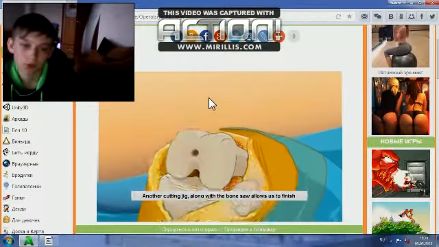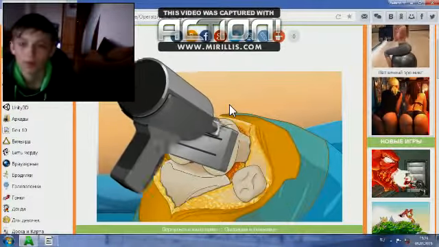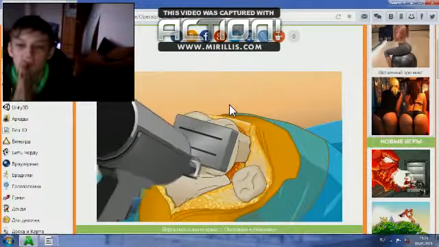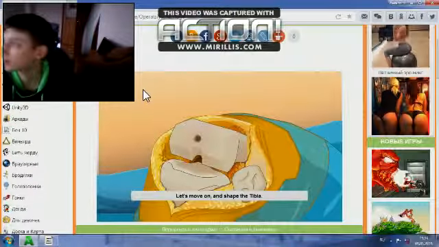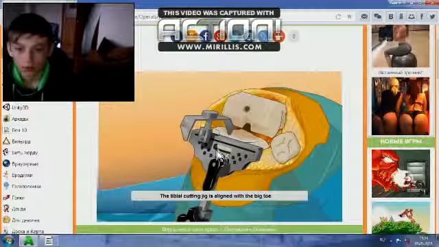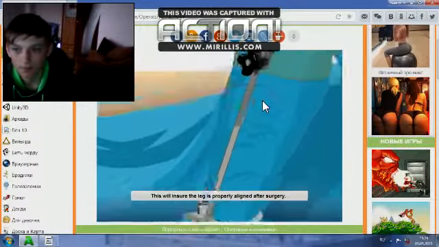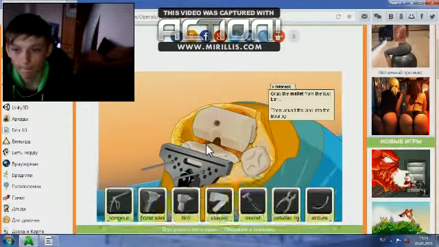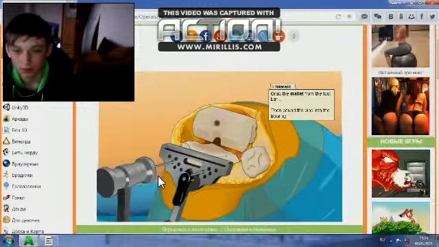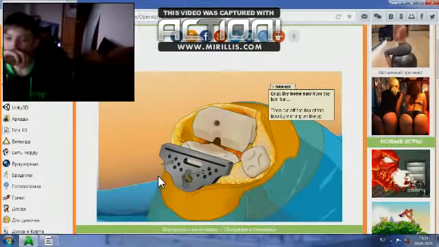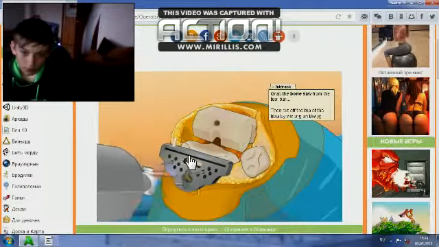Another cutting jig, along with the bone saw, allows us to finish shaping the femur. Let's move on and shape the tibia. The tibial cutting jig is aligned with the big toe and the highest point of the tibia. This will ensure the leg is properly aligned after surgery. Secure the jig in place with more pins. Use the bone saw to cut off the top of the tibia and prepare it for the new tibial components.